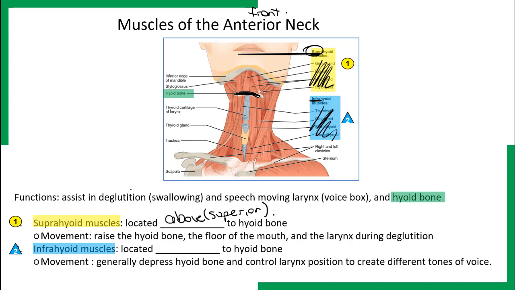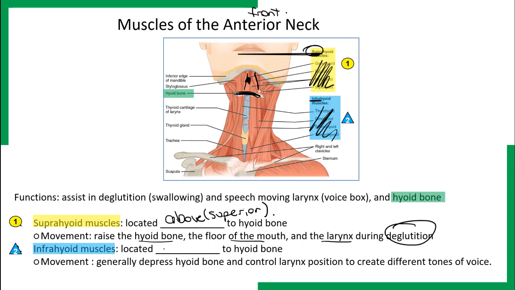hyoid bone. And you can see here, you can imagine when it contracts over here, it makes these muscles shorter. And so then it raises the hyoid bone, it raises the floor of the mouth, and it raises the larynx during swallowing, during deglutition.